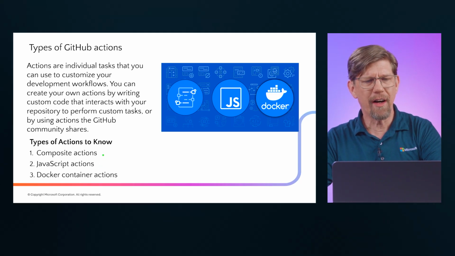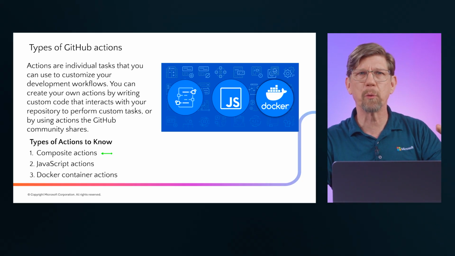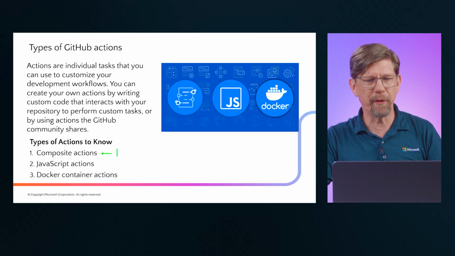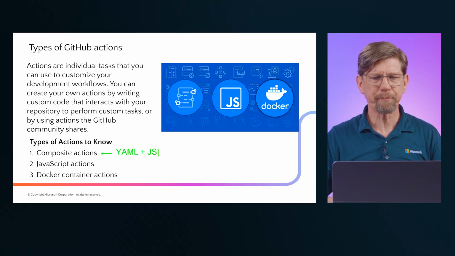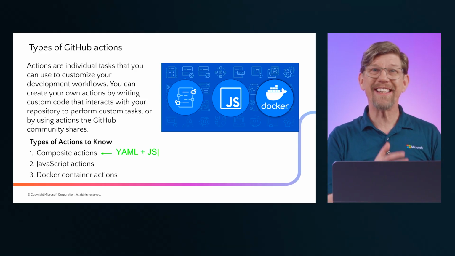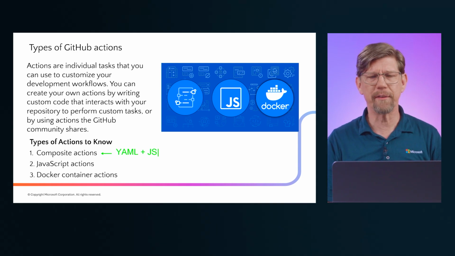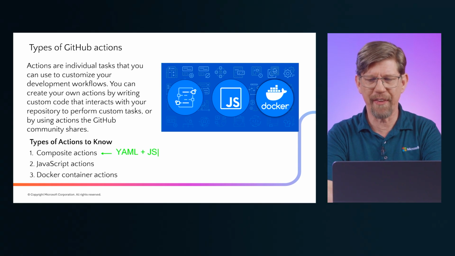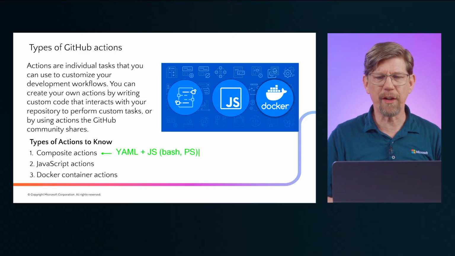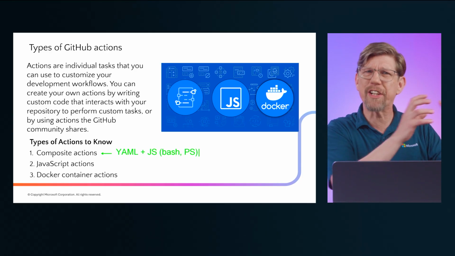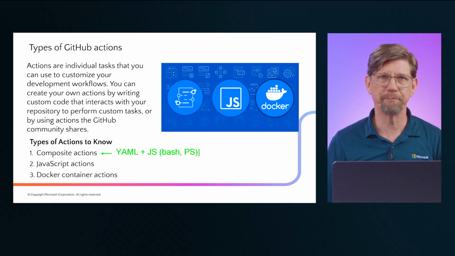Composite actions are similar in structure to what we saw with reusable workflows, in that we can build these out of YAML if we want, but if we need to include a couple external scripts, great. So I said here JavaScript, but that could be Bash, that could be PowerShell, that could be whatever. Just additional supporting scripts that go along with it. But still YAML in its structure.